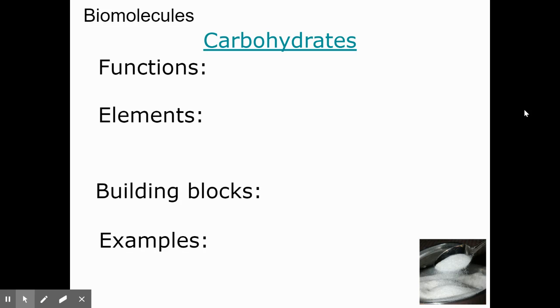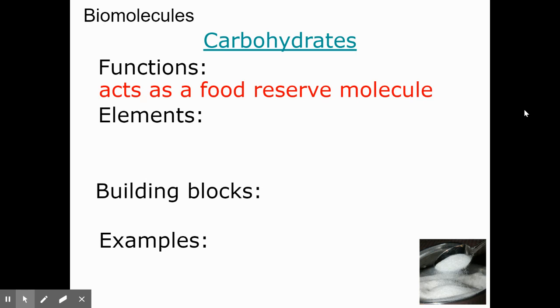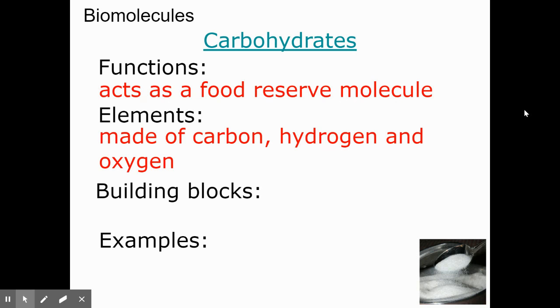All right, so what are the functions of carbohydrates? They act as a food reserve molecule. They store energy for you. They are made of carbon, hydrogen, and oxygen. Remember, they're organic, so they have to have carbon and hydrogen.